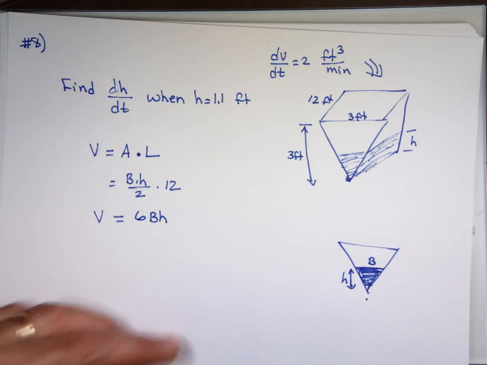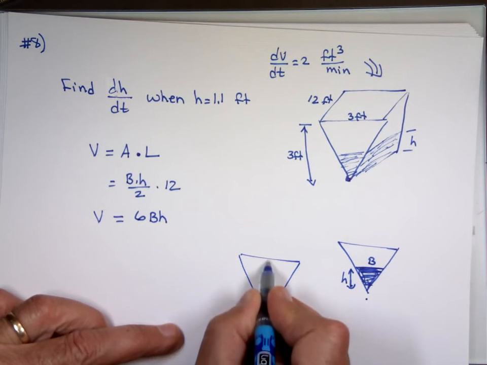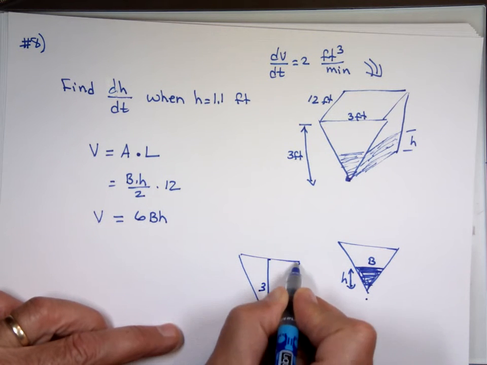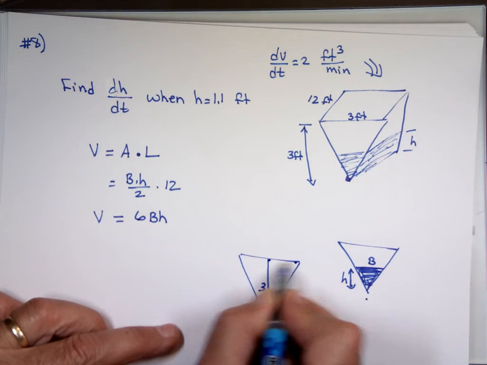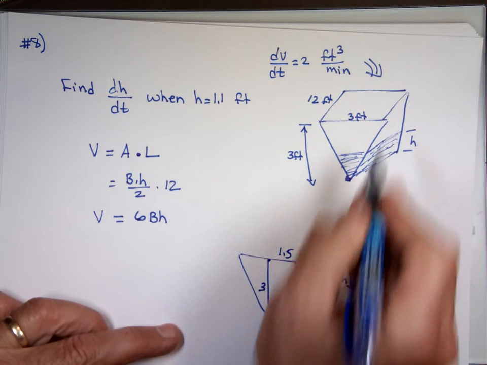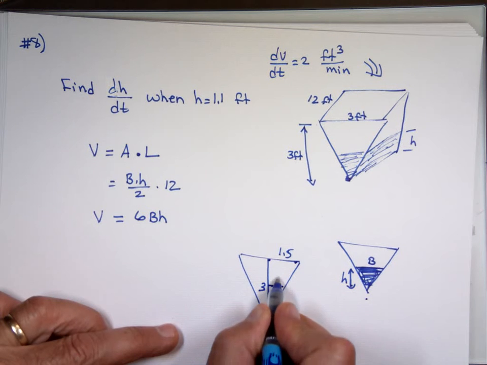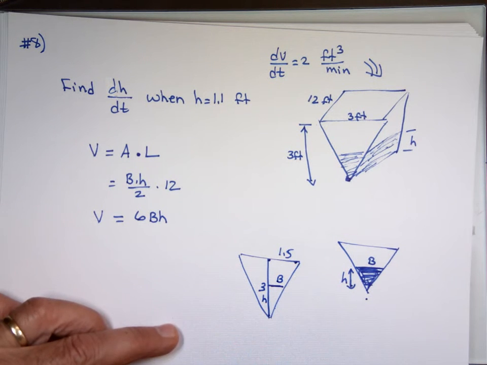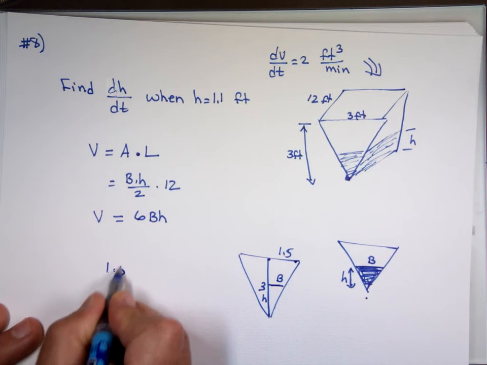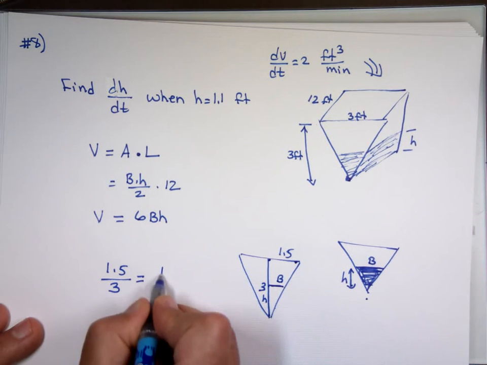And to get rid of that, we use similar triangles again. Notice this is the big triangle. This is 3. And what's this side here, from here to there? 1.5, half of the whole thing. So the ratio will be the same as b to h. The ratio of this base, which is 1.5, to the height, which is 3, should be the same as the ratio of this base to the height.